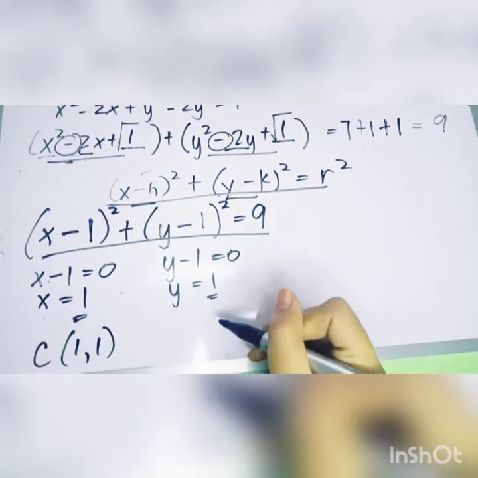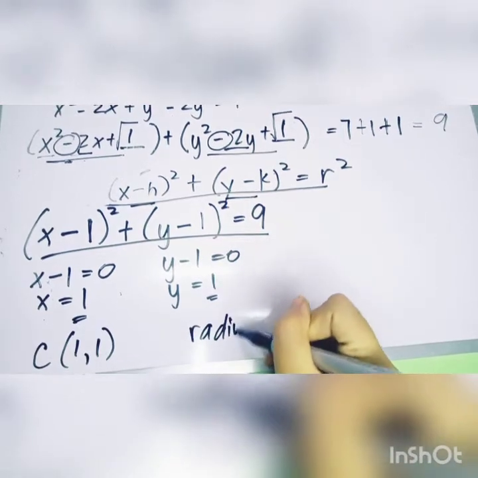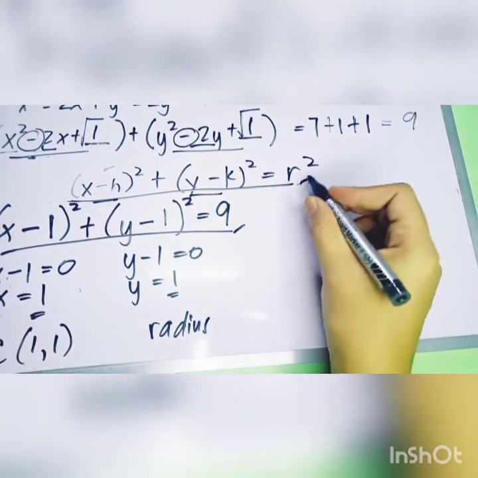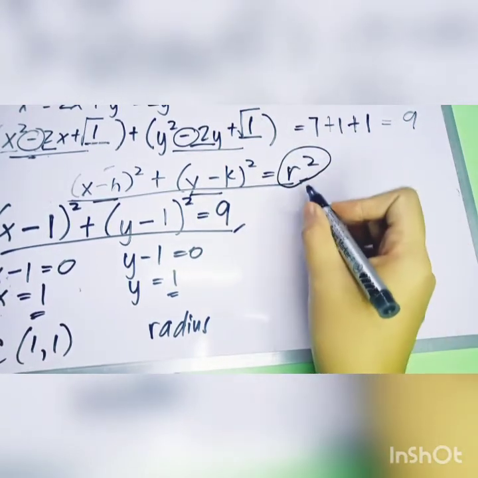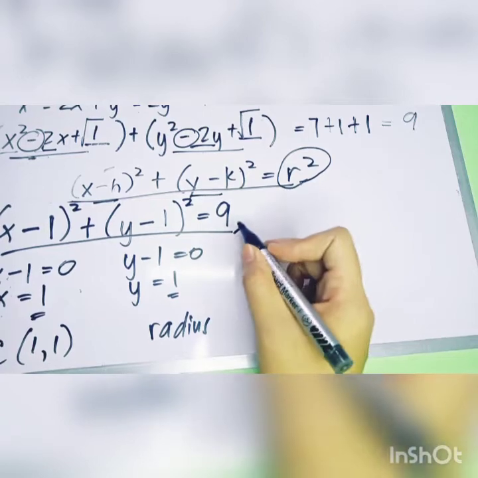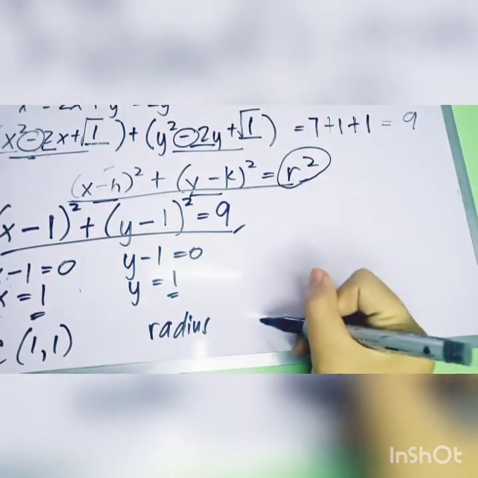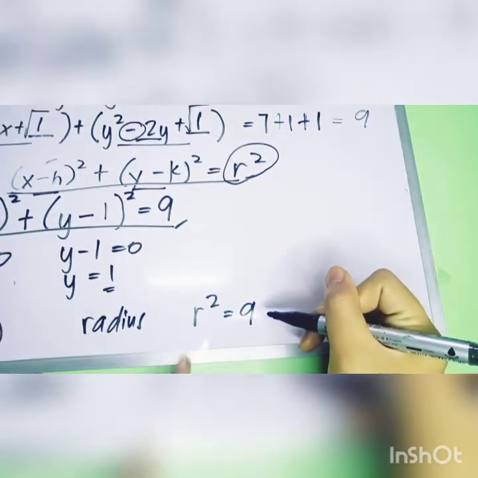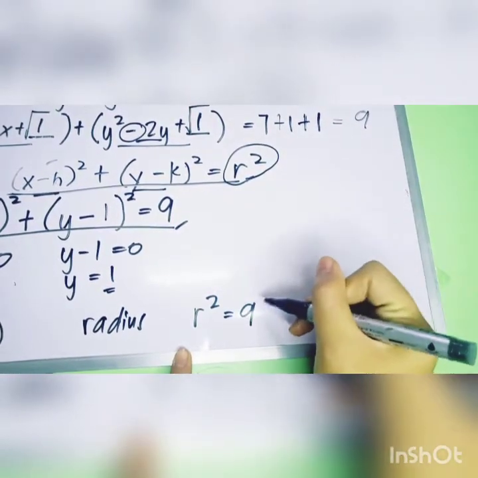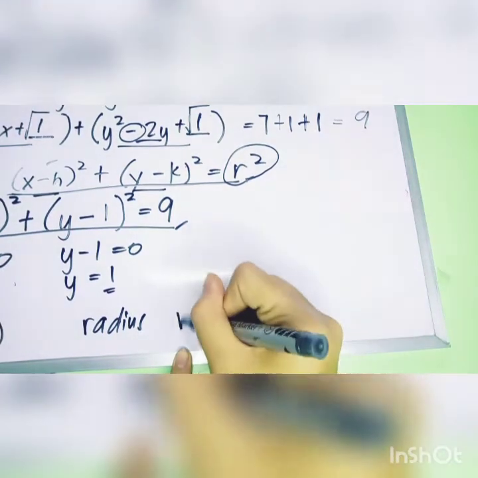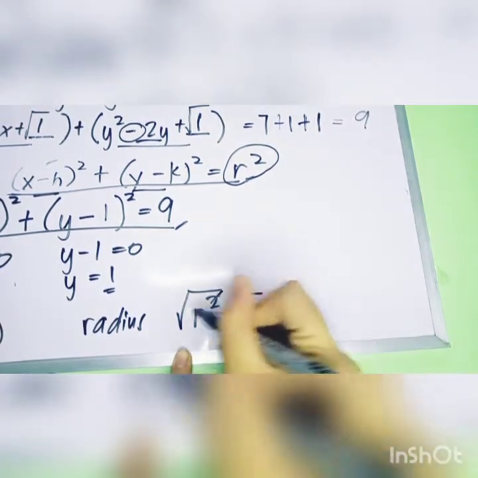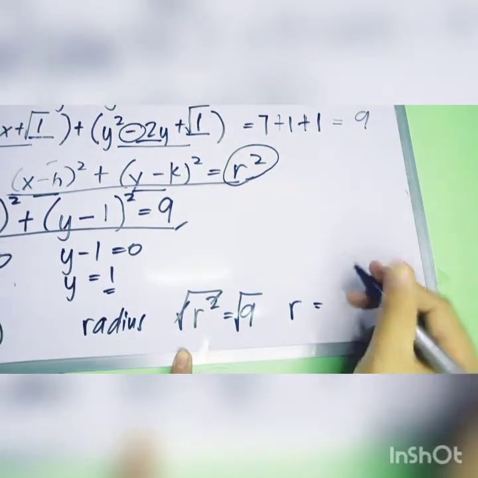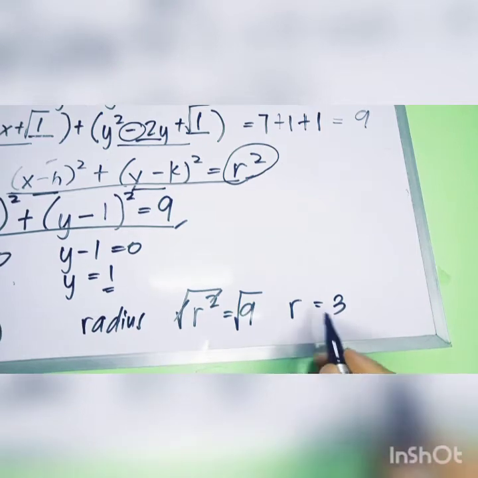Okay, for the radius naman, to find the radius, we have to get this one. Okay, you just simply substitute the 9 into r squared. So, we have r squared equals to 9, okay? And then, to get the value of r, we have to eliminate the square. Okay, to eliminate the square, we have to take the square root of both sides. Okay, and then cancel. Therefore, maiiwan na lang si r, and then the square root of 9, we have 3. So, therefore, the radius is 3.